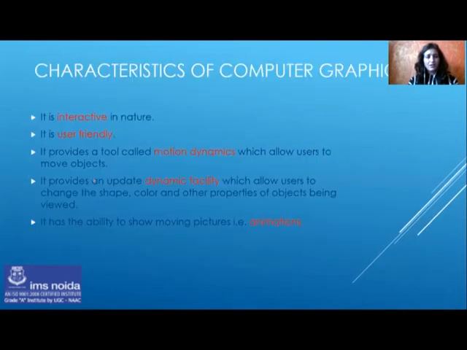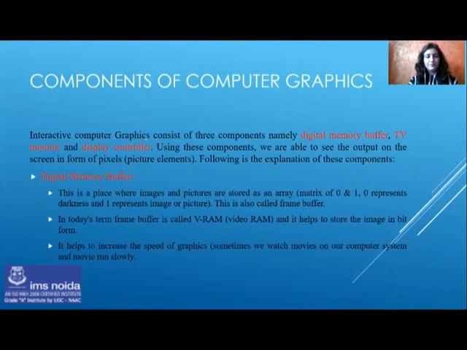Now the next is the characteristics of computer graphics. There are lots of characteristics of computer graphics. It is very interactive and user friendly. These are very simple characteristics. Motion dynamics means it allows the user to move the objects. It provides a dynamic update facility, which means we can apply various transformation techniques like rotation, scaling, and various types of operations. And animation technique, where the user has the ability to show a moving picture.